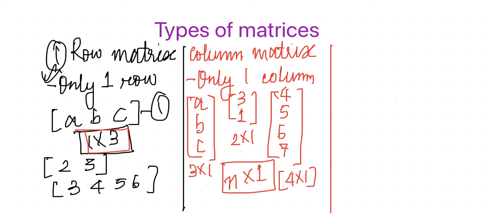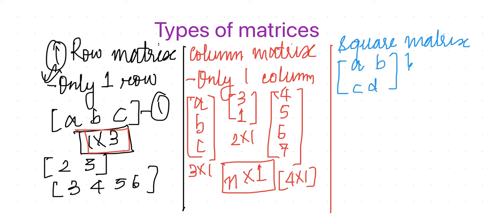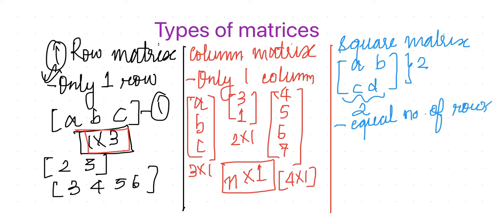The third thing, children, is called a square matrix. Okay. So this is our square matrix. Now what does this mean, students? A square matrix is a matrix which has an equal number of rows and columns. So suppose, see here, this is an example: A, B, C, D. Here you can see how many rows I have. I have 2 rows and 2 columns. So a square matrix has an equal number of rows and columns.